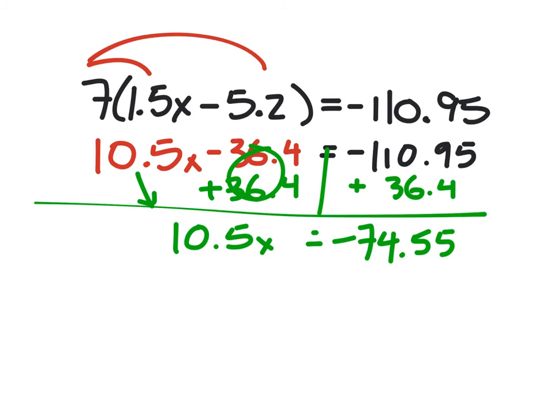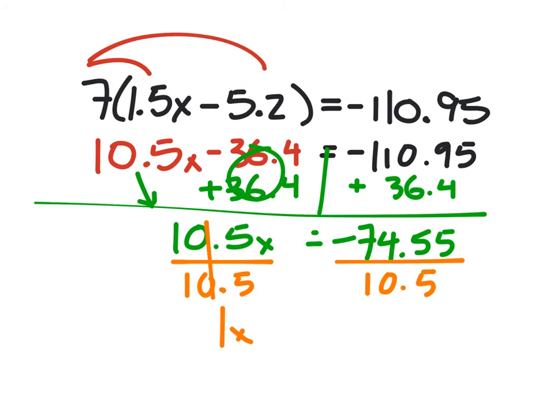Alright, now that we have it, at this point, we just don't want 10.5 x's. We want 1x, right? So now divide both sides by 10.5. I'm assuming the decimal here is going to look pretty ugly once we're finished, but let's find out. So I'm going to type this into the calculator. I got negative 74.55 divided by 10.5. Yeah, negative 7.1. Bam.